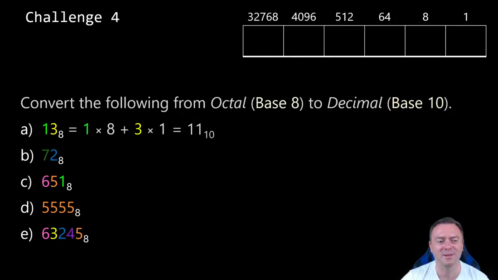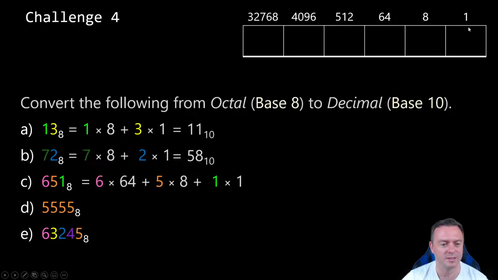Awesome. So hopefully you picked up on the pattern with this. When you do this one, 7, 2, you have 7 lots of 8. So 7 times 8 plus 2 times 1. 7 8s are 56 plus 2, which gives you 58. So 72 in base 8 is equal to 58 in base 10. 651, you go 6 times 64 plus 5 times 8 plus 1 times 1. So 6 times 64 plus 5 times 8 plus 1 times 1 equals 425.